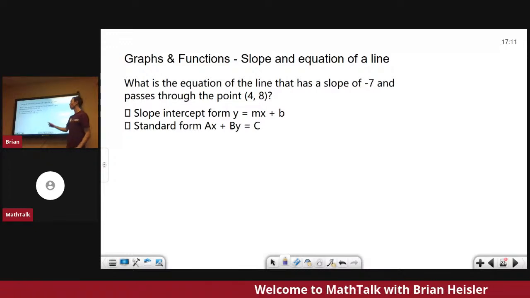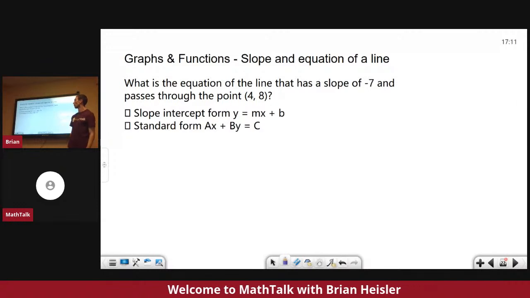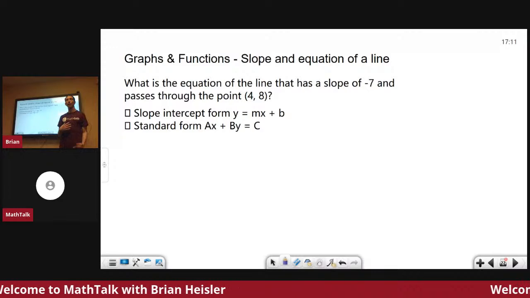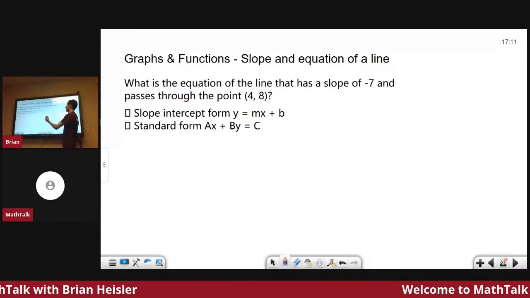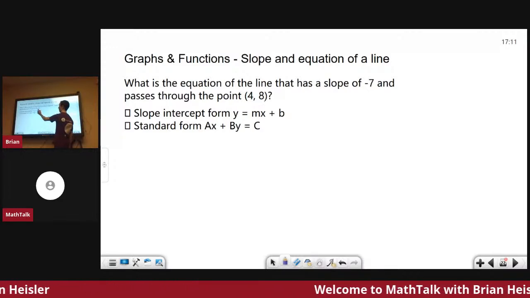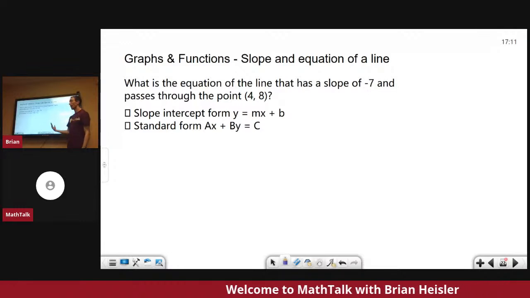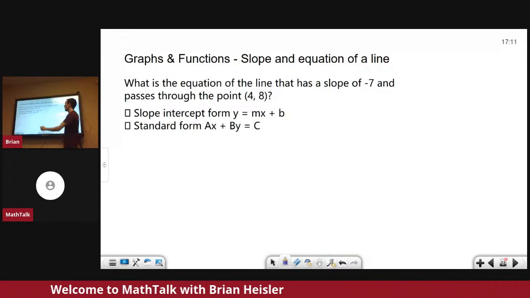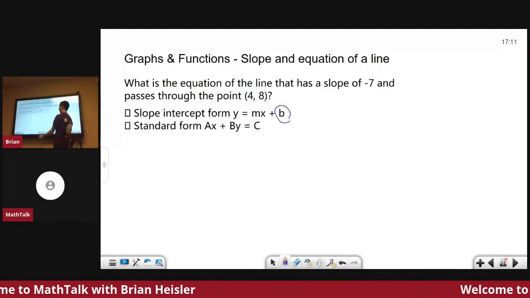So what I'm going to do is do the first form, slope-intercept, y equals mx plus b. And why I'm choosing that is because I have a y value, it's the y in my point. I have an x value, it's the x in the point. I have m, because they told me the slope is -7. I just need to solve for b.